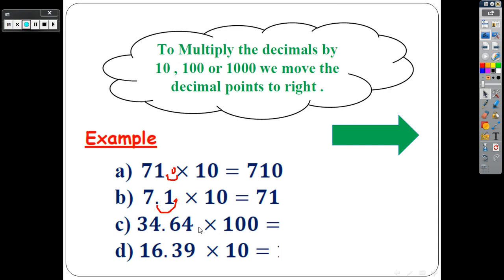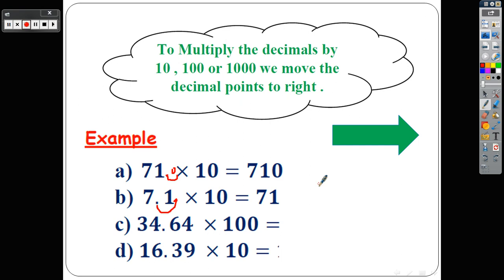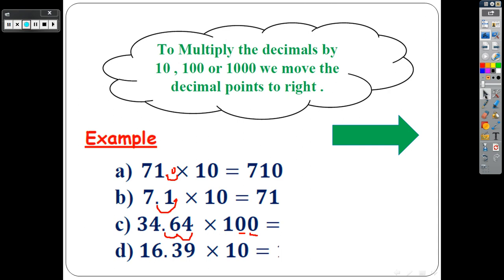Now, the next example, multiply by 100. If you multiply by 100, you must move the decimal point to the right. How many decimal places? 2 decimal places, because 100 contains 2 zeros. So you must move it 2 decimal places, 1, 2. So the answer will be 3,464.